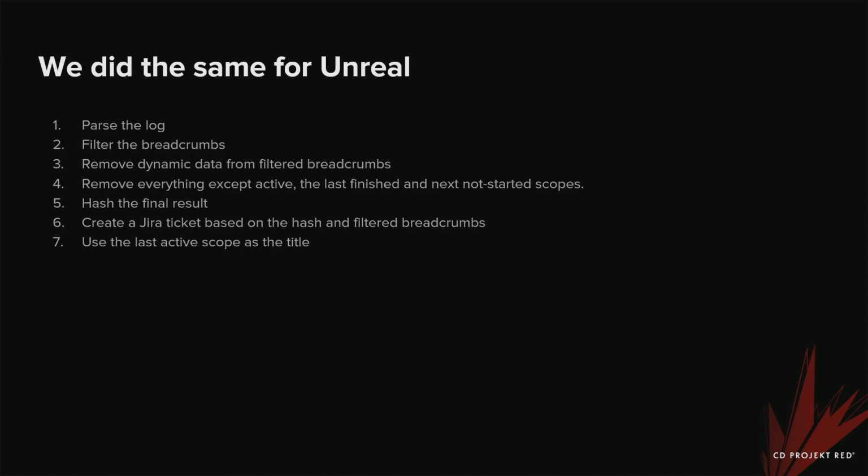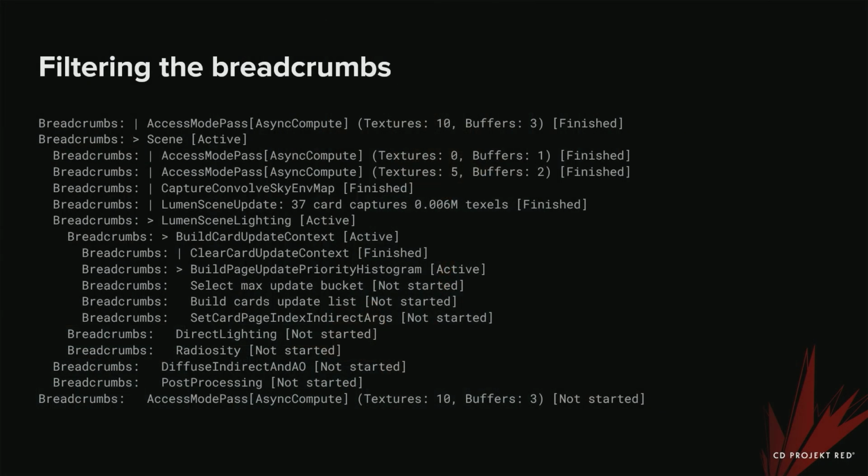And we use the last active scope as the title, which is also what the original breadcrumbs reported, which can still be useful, but sometimes is an incorrect report of what's going on. But as the title is only there to give extra information, it's not crucial. So let's go over an example of how we filter the breadcrumbs. Below, you can see a short but unfiltered log output from a TDR. The crash seems to have happened in Lumen.